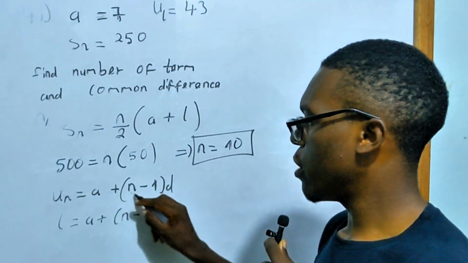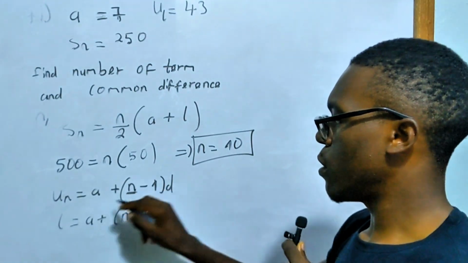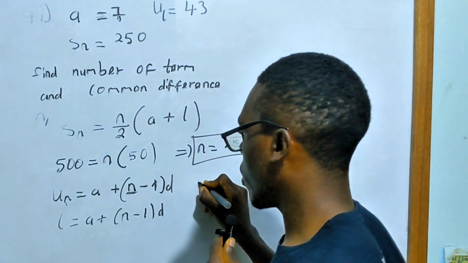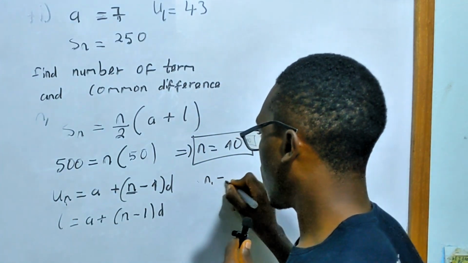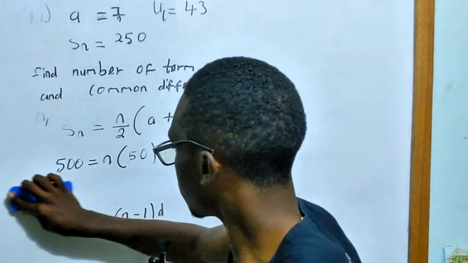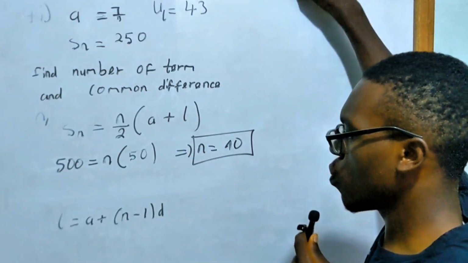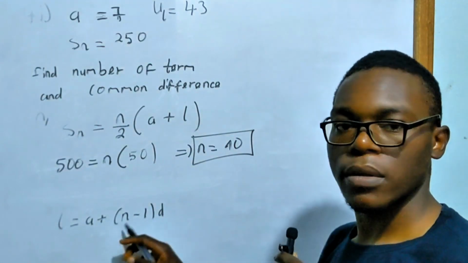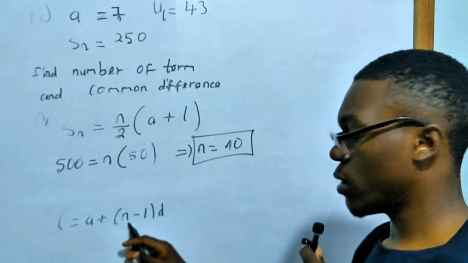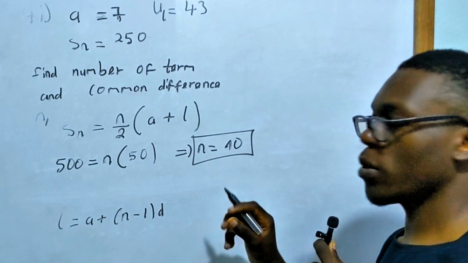Here n is the term number, n1 the first term, n2 the second term. But in this other case, we take into consideration the number of terms, since n is equal to the last term. Here you take into consideration the number of terms and it's automatically equal to 10.